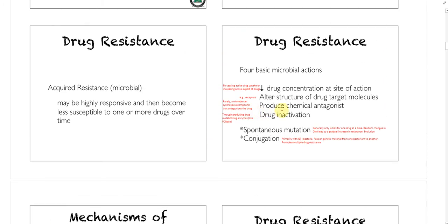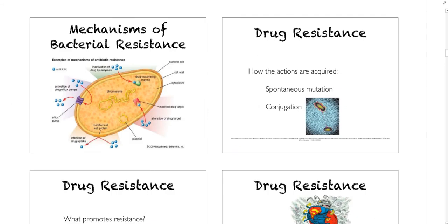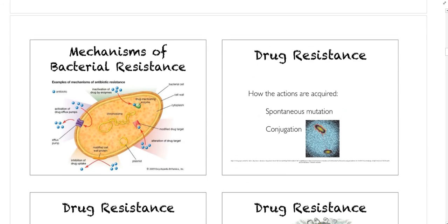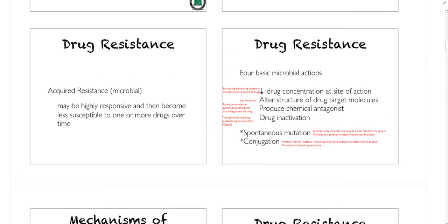They may produce some sort of a chemical antagonist. So, where are you? Drug target. So maybe like creating a drug inactivating enzyme, like right here. So we have an enzyme being made. That enzyme specifically works to destroy the antibiotic that comes in, or a part of it, making it so that the antibiotic can't be used to destroy the bacteria.